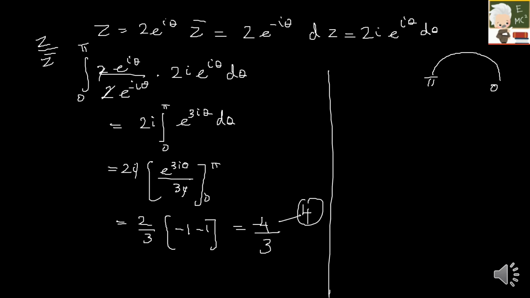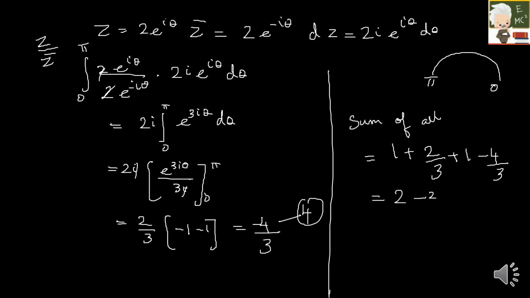So now we have separated our contours and got results for 4 regions. So finally you have to do the sum of all. Don't forget this step. So for the first region along x-axis it was 1, and for the second region, that curve from -1 to +1, it was 2 by 3, and the third region was also 1, and the fourth region is -4 by 3. So if I am going to solve this, this would be 2 minus 2 by 3, which is nothing but 4 by 3. So this is your final answer.